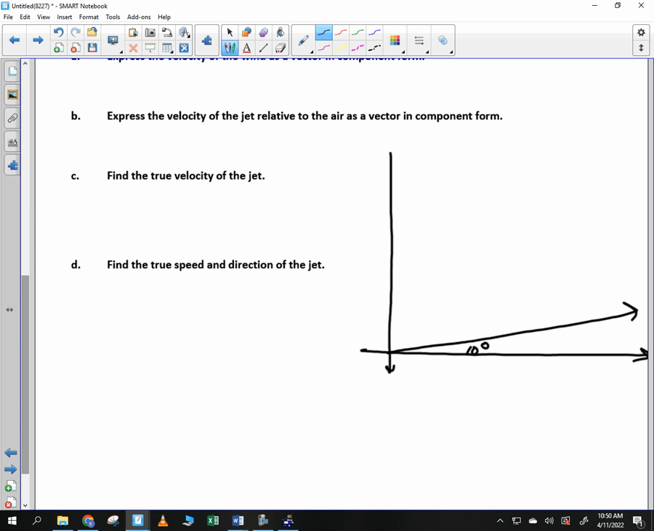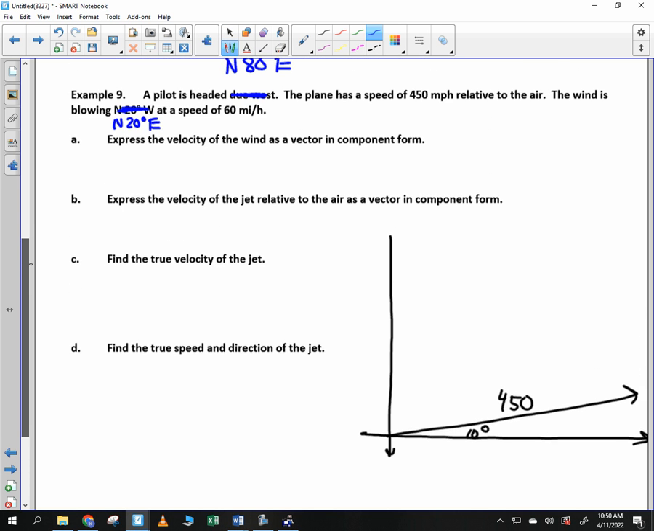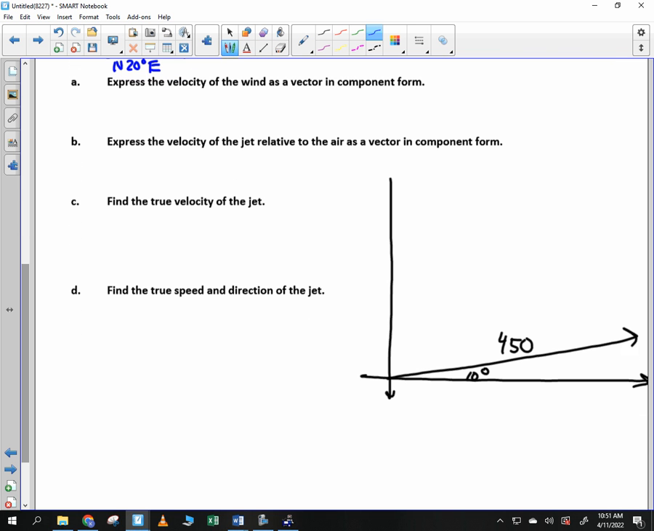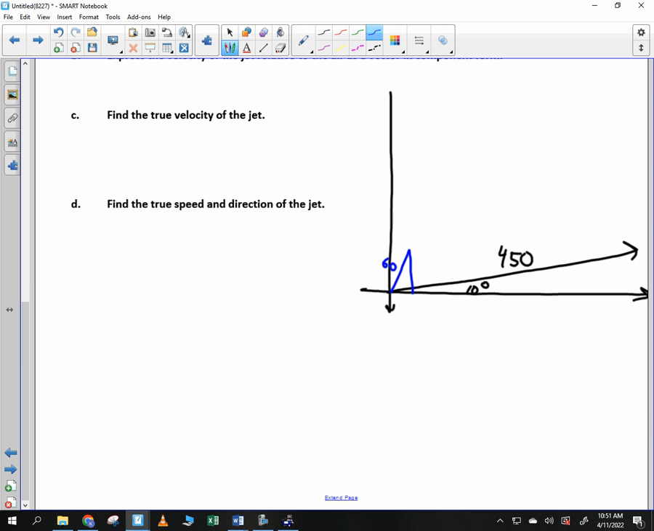So that's represented by the jet, and the jet is flying how fast? 450. Good. And then we have this other piece where the wind is blowing as well, okay? And the wind is blowing at a speed of 60 miles an hour, but north 20 degrees east. So I'll draw it about like that. And that would be 60 miles an hour. So I'm going to draw it shorter because it's only 60. It's not 450. And then what angle would be formed against the x-axis there?